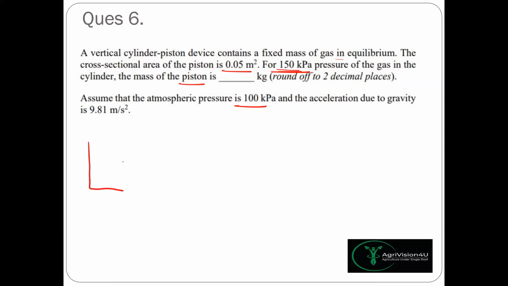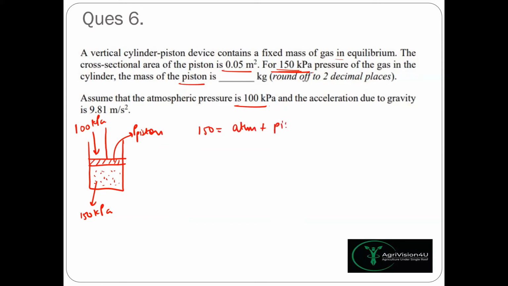Fine. So first, let's just draw the piston cylinder arrangement. Here we have the piston and the cylinder. Here we have the gas filled inside this. So it suggests the total pressure in the gas is 150 kilopascal, and the atmospheric pressure is 100 kPa. The rest of the pressure would be because of this piston, right? So the pressure due to the piston we are denoting by P piston. That means the total pressure on the gas would be equal to atmospheric pressure plus the pressure due to the piston. So 150 will be equal to 100 plus P piston.